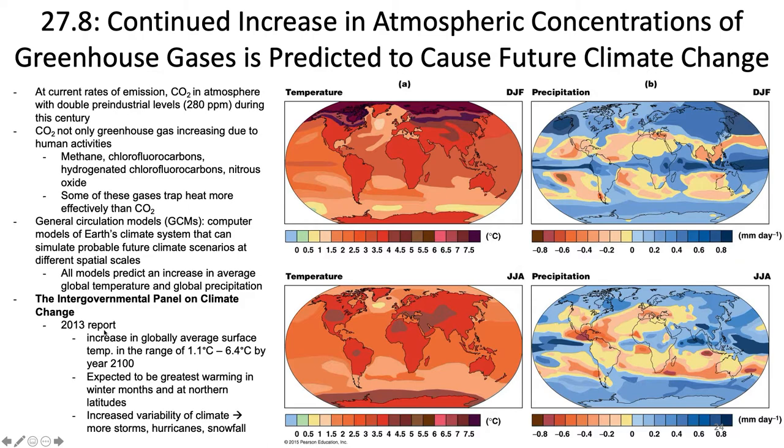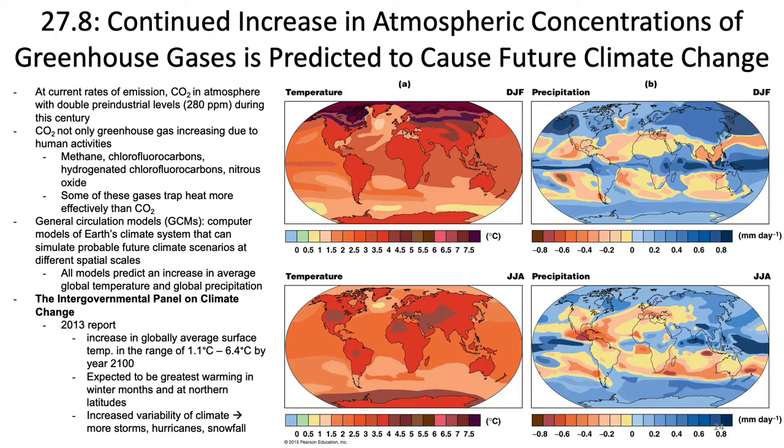In the 2013 report, there's an increase in globally average surface temperature in the range of one. It could be 1 degree if we act now and we take dramatic measures to slow climate change. It could be up to 6 degrees Celsius by the year 2100 if we do nothing. And I have already showed you the effect that will have on plants and animals earlier in this lecture.